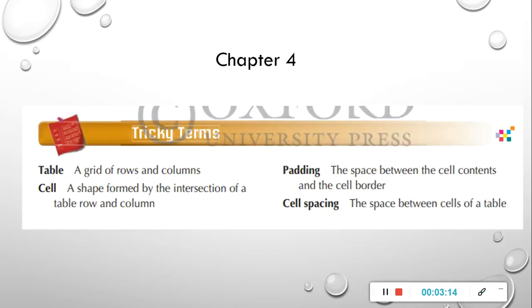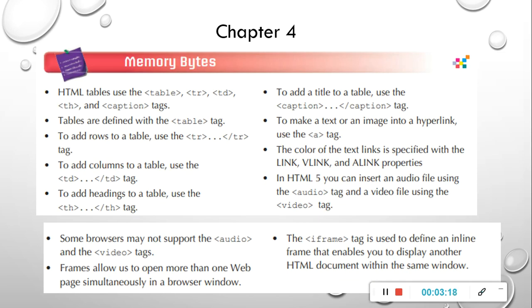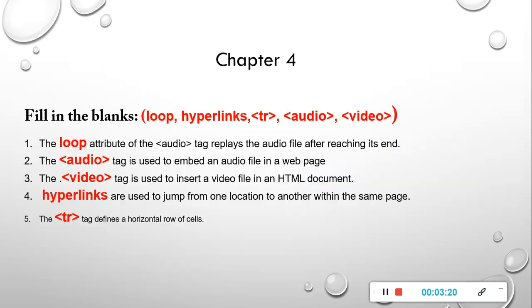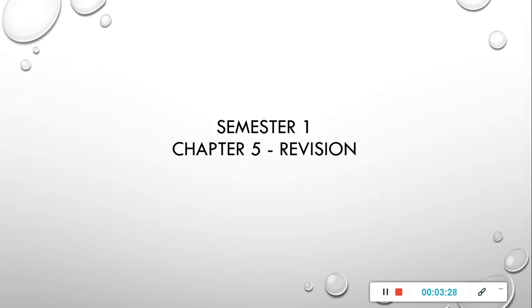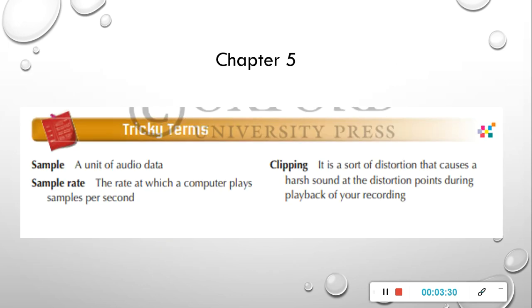This is all related to your chapter 4. First, tricky terms you have to learn, then memory bytes, then fill in the blanks, then true or false, and last is choose the correct option. Now we'll start the 5th chapter. From the 5th chapter also, you have to learn the tricky terms: sample rate, and clipping, what clipping means.